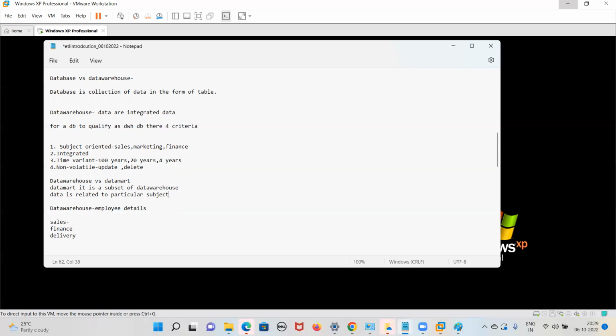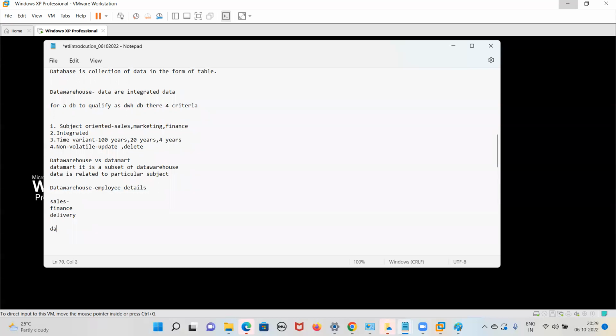Suppose this is the data warehouse. Is everything there in the data warehouse? Now, the data mart: what will happen? This is a particular data mart one. What is data mart one? Data mart one is sales. What is data mart two? Finance. What is data mart three? Delivery. Are you able to understand?